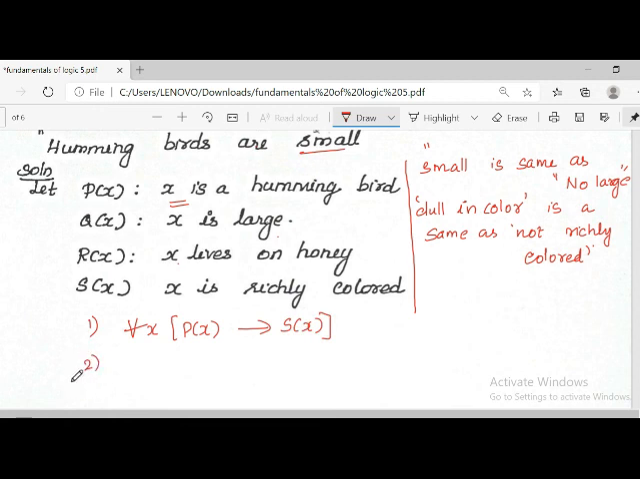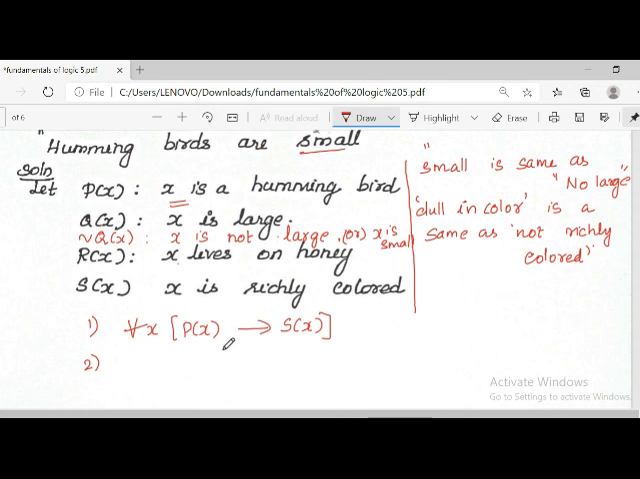Now coming to the next statement: no large birds live on honey. Here, x is large. So next, what is the negation of Q of x? The negation of Q of x is x is not large. Alternatively, you can write the statement as x is small.